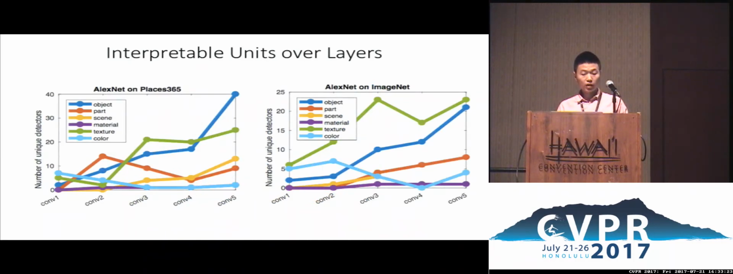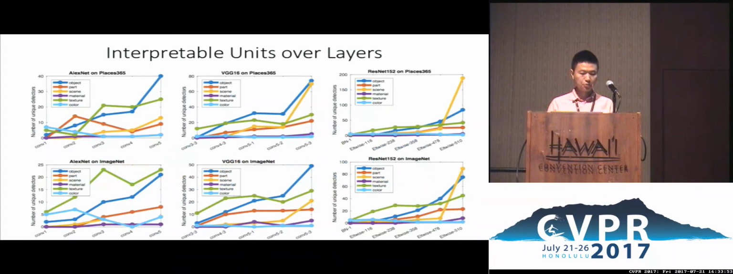Here we further show the AlexNet trained on ImageNet. The number of unique detectors for high-level concepts also keeps increasing. But noticeably, there are more object detectors in the AlexNet trained on Places compared to the AlexNet trained on ImageNet. This is interesting because we don't give any object supervision to train the AlexNet on Places. We only have the scene labels. Those object detectors are emergent detectors inside the layers.